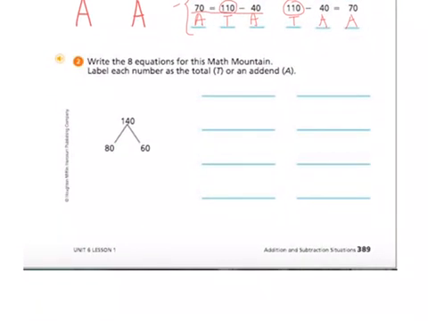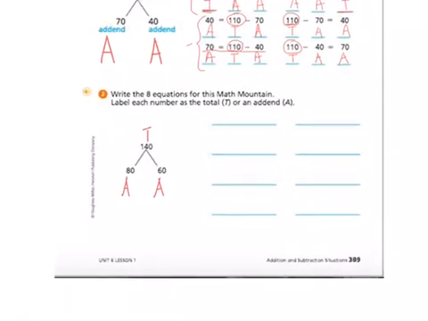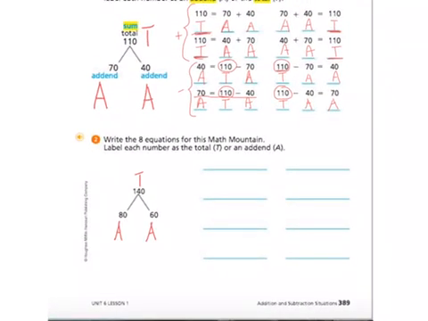Number 2, it says, now your turn to write the 8 equations for this Math Mountain. Label each number as the total, so you're either going to put a T or an A for add-in. So our math problem is 140, and we know that the add-in is here and the add-in is here, and this is the total. So when you look at the top, let's do the same and have these first 4 plus or addition problems and these last 4 subtraction problems.